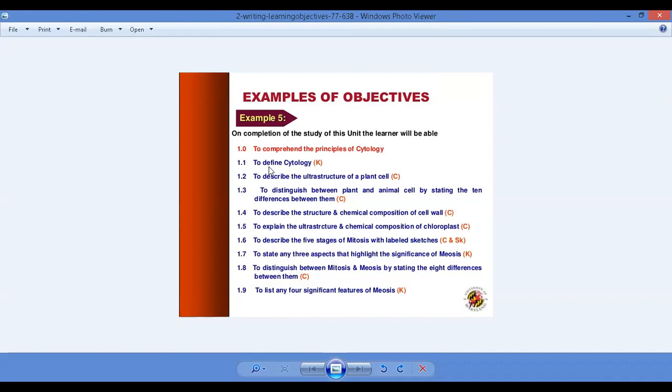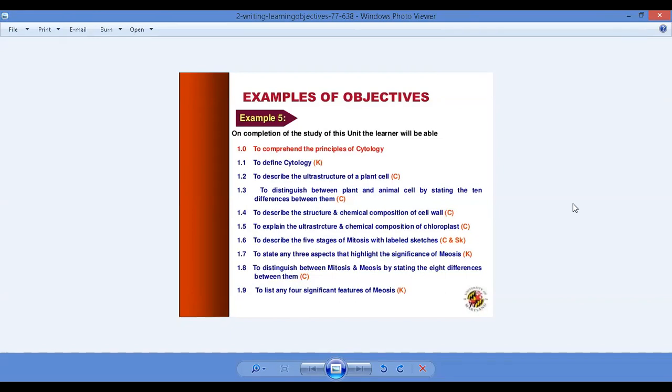See, they are starting with verbs, right? So this is a kind of instructional objective. This is from the subject biology, and nowadays it was divided into two: zoology and botany.